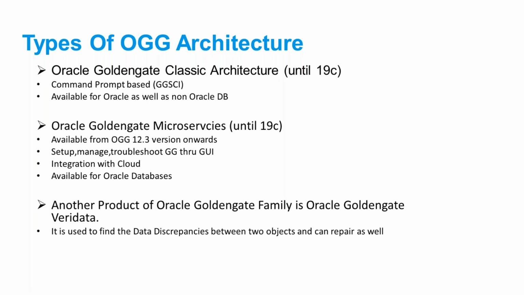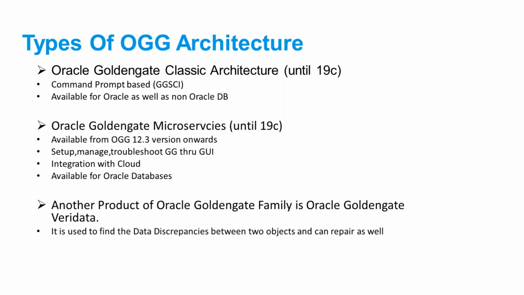Oracle Goldengate Classic Architecture is the command prompt based GGSCI environment. It allows you to set up, manage, troubleshoot, and configure Goldengate through the command prompt. And until 19C, in fact for 21C as well, it is available for Oracle as well as non-Oracle databases.